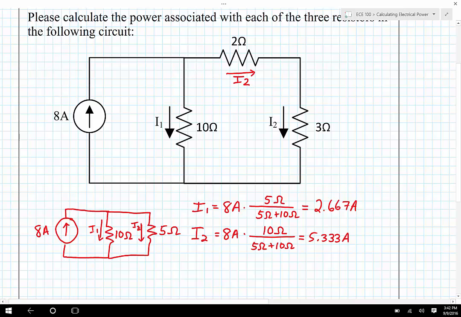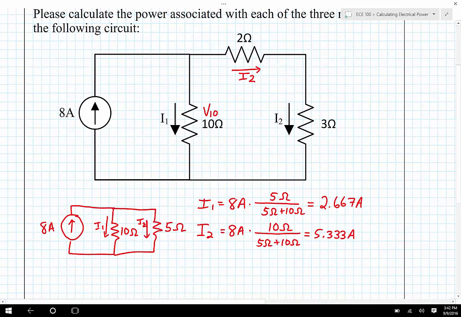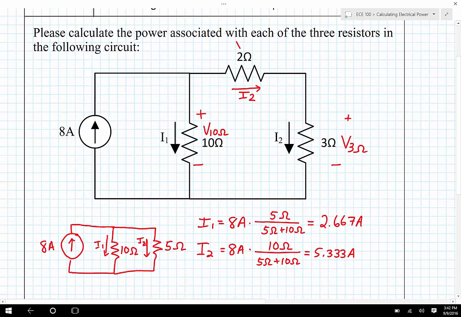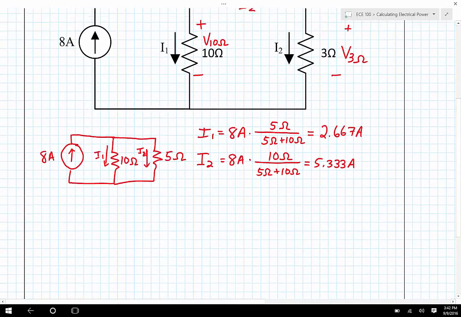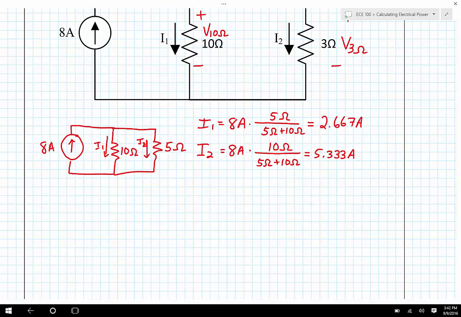We can go back up to the original circuit diagram and label this as V sub 10 ohms, plus to minus. I'm going to have V sub 3 ohms, plus to minus, then I'm going to have V sub 2 ohms, plus to minus. And I can calculate those voltages just using Ohm's law. I notice that I've drawn the polarity of each of those voltages such that the arrowhead of the current is flowing into the positive terminal. So they're already going to be calculating power absorbed. We know that resistors can only absorb power, so that's good.